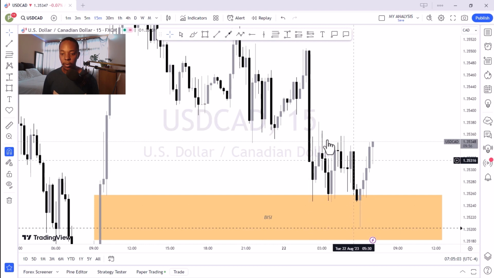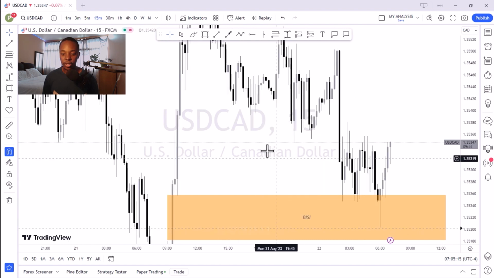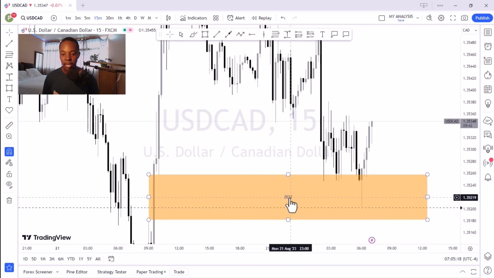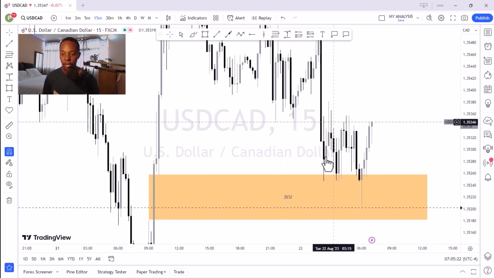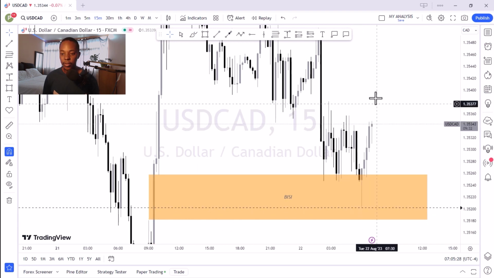So this is what I call the Power of 3. It's accumulation, manipulation, and now we're distributing. So I'm expecting this to go higher. Using this BC as our entry, as you can see, I had an alert there. Accumulation, we manipulated into the BC, and then I took the buys, and now I'm trying to ride it all the way up there. So that's the second trade of the day.